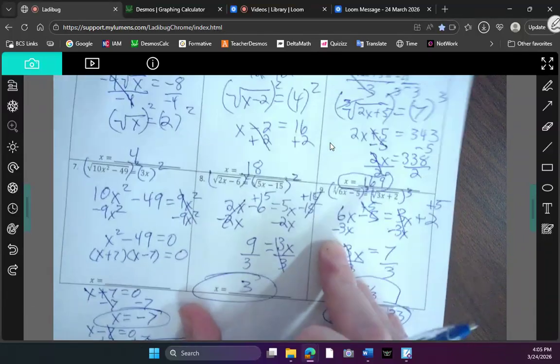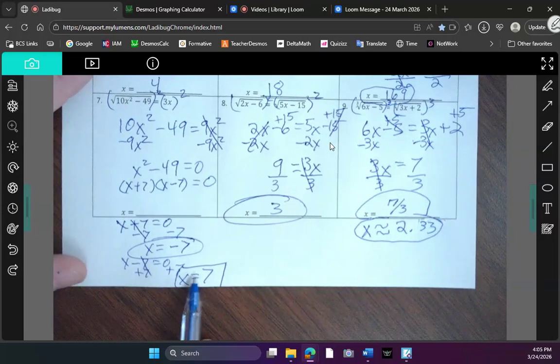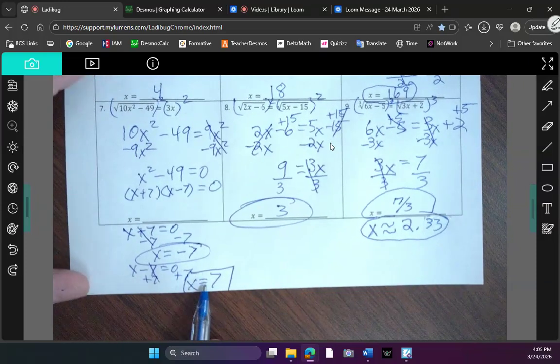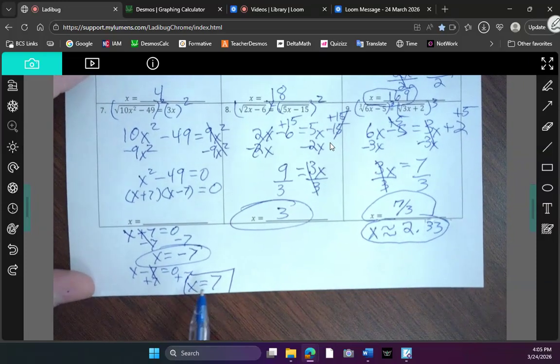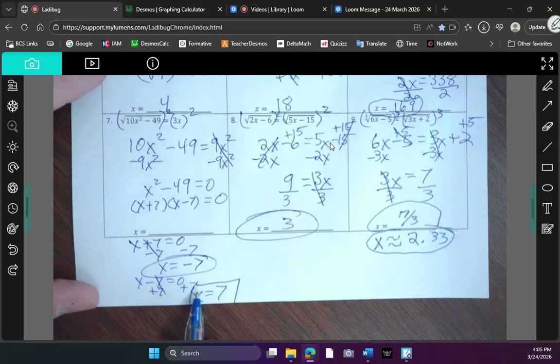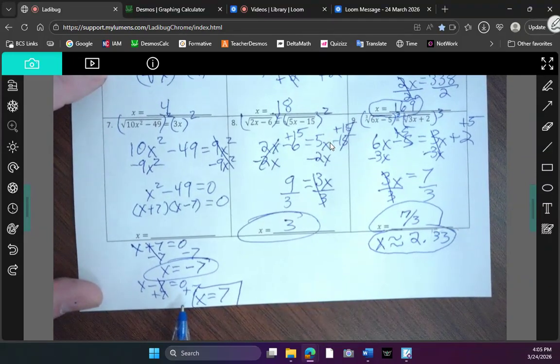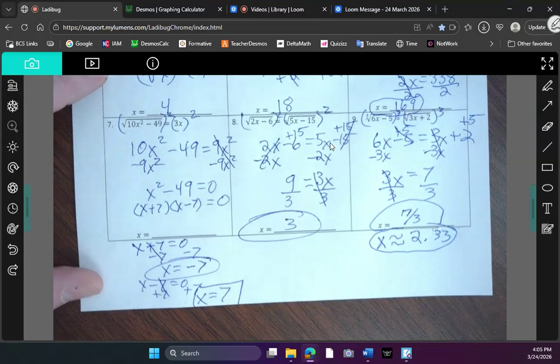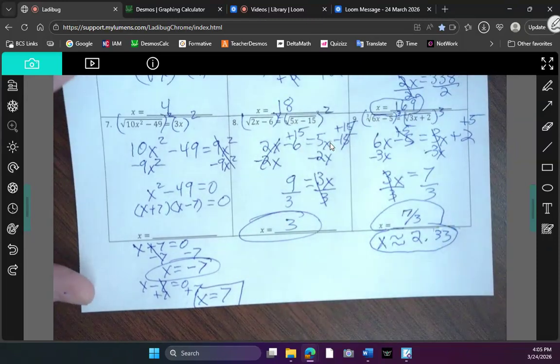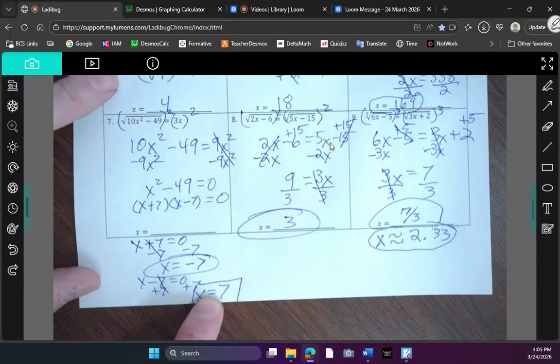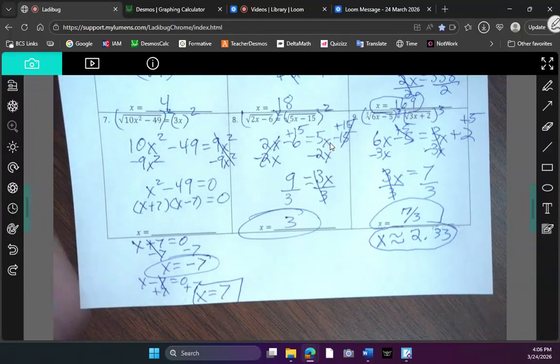Now, there's something here that we want to talk about called extraneous roots. The root word of that is extra. It is an extra root that looks like an answer, but it's actually not. And what I'm going to do is split screens, and we are going to look at this number 7.